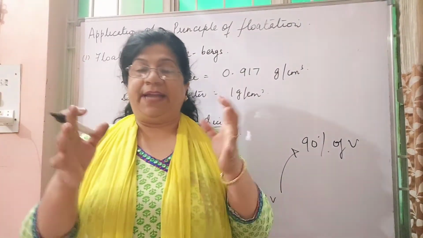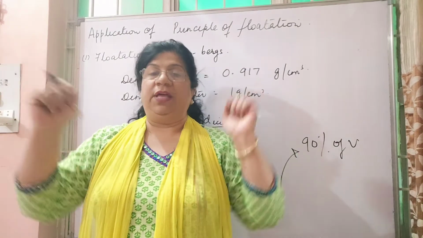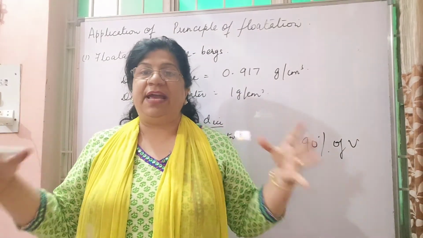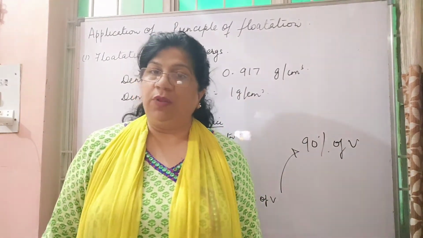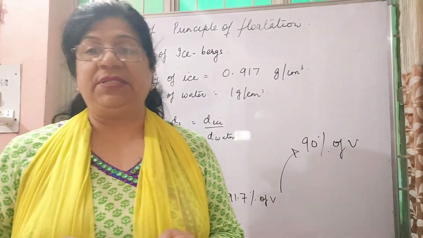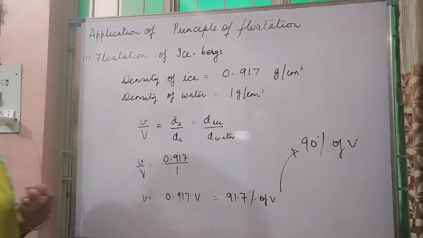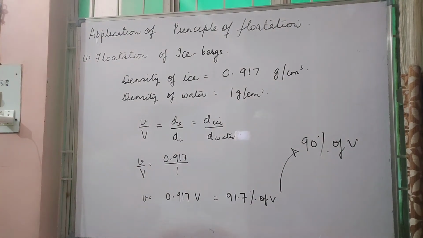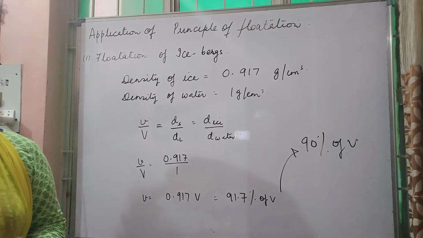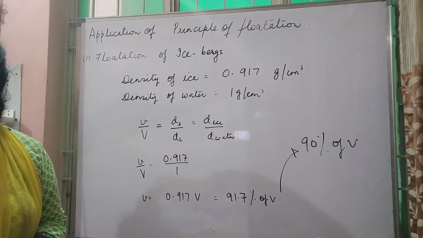Means only 10% of the volume is visible above the water, and the rest of the entire portion is below the water. That is, 90% of the iceberg is below the water, and this is the application. This is how the flotation of iceberg is seen and the volume is calculated.